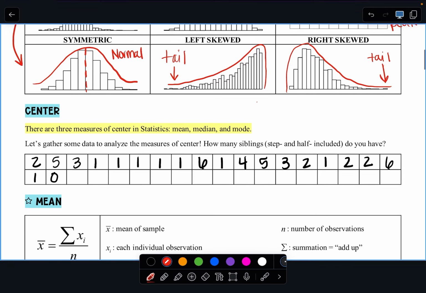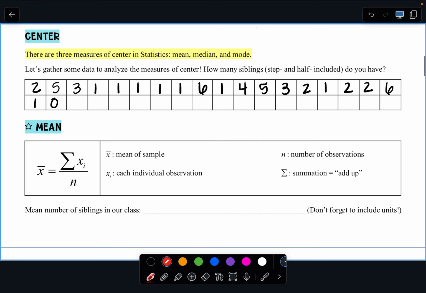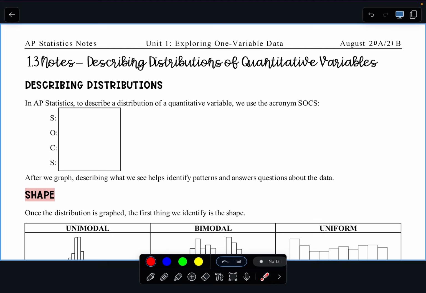Whenever you are looking at center, the nice thing is it's exactly what you remember from 3rd grade. When I find the mean, it's the same mean you've been finding since 3rd grade: add all the numbers up, divide by however many you have. Median is the same thing: put it in order, find the middle number.